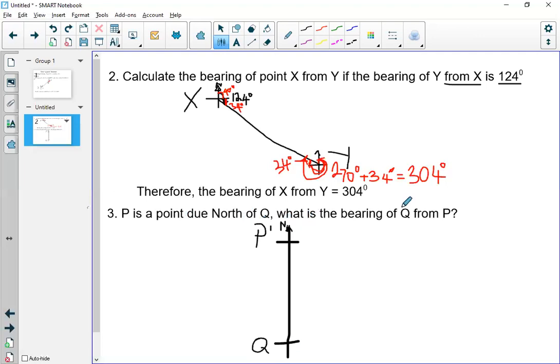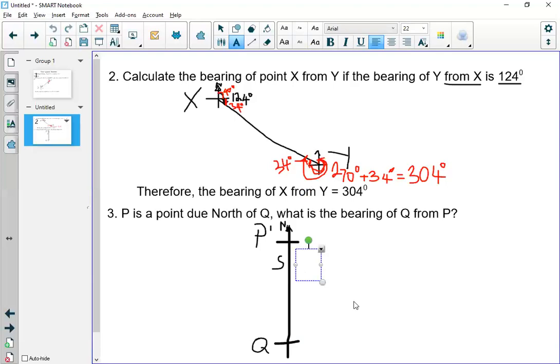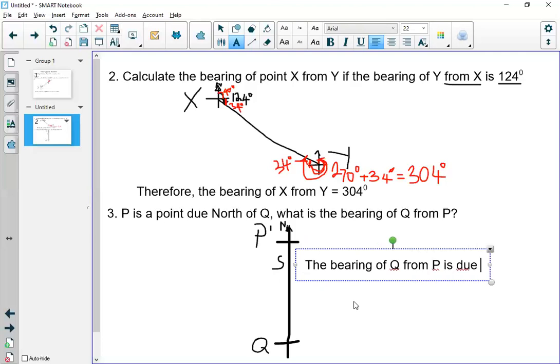Now, what is the bearing of Q from P? Of course, if P is at the northern pole of Q, or if P is located due north of Q, it means Q is located due south of P. So I hope that was clear. So here is the southern pole of P, and you can see that if you want to get the position where Q is located, looking at it from P, Q is located at the southern pole of P. So we say the bearing of Q from P is due south. Is that okay? It's due south. And that is the solution to the problem.